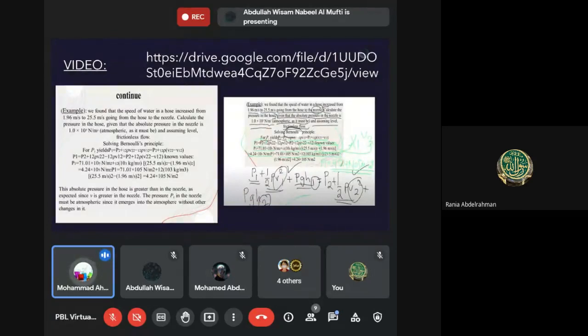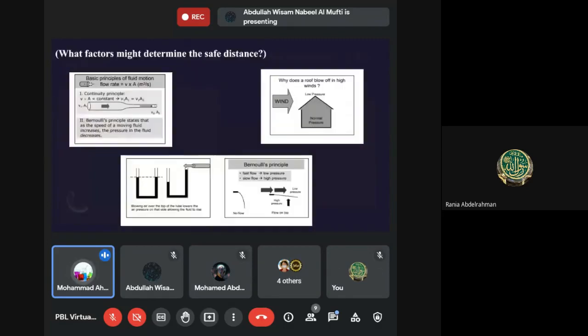Here is an example that's related to Bernoulli's equation. We applied it with the formula, and in a very simple way, we got the answer, and we got the absolute pressure for Bernoulli's equation. You can go now to the next slide.